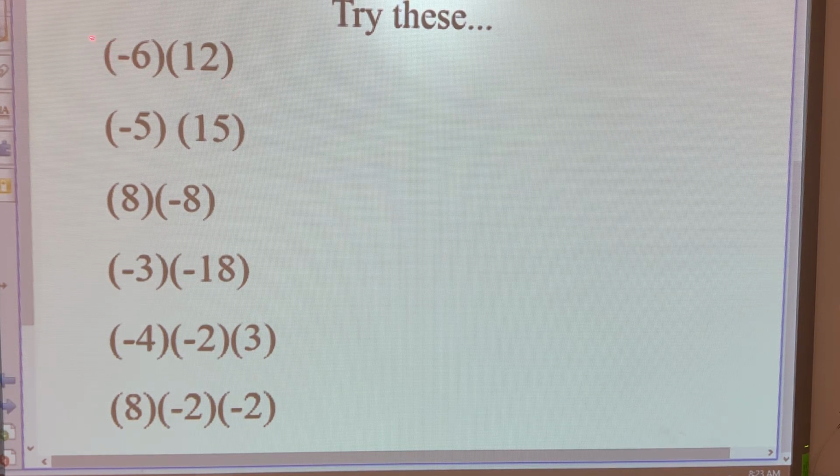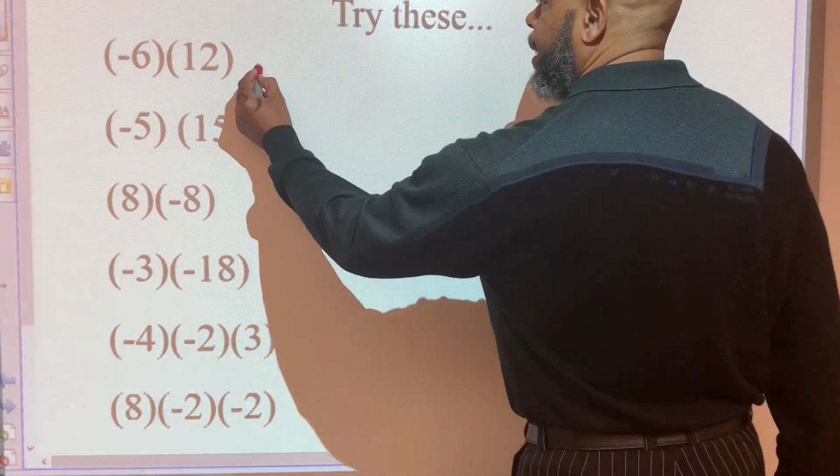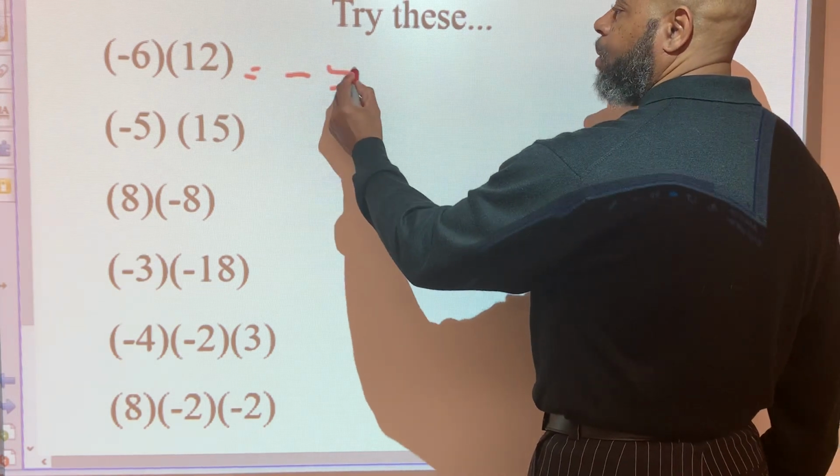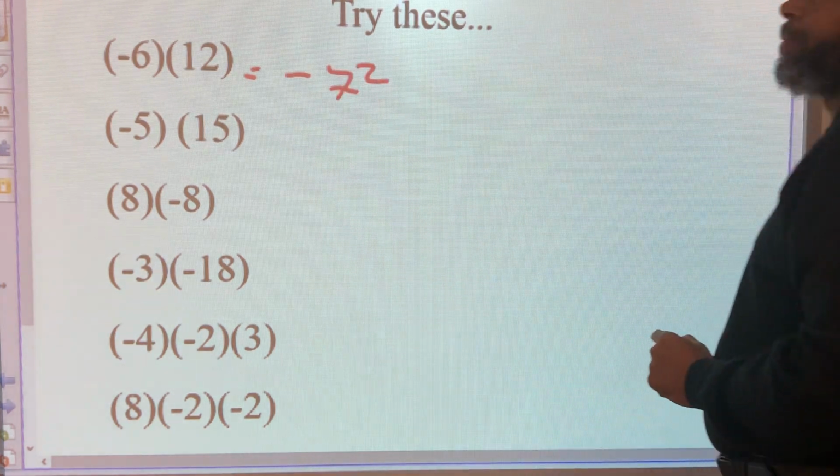Now, let's take a look at the problems. You have negative 6 times a positive 12. And as we learned in the earlier lesson, anytime you see a parentheses around a number, or a number on the outside that's in parentheses or without parentheses times a number on the inside with parentheses, it means to multiply. So we know this is a multiplication problem. So negative 6 times positive 12 is going to give me a negative answer. And 6 times 12 is 72, or negative 72.